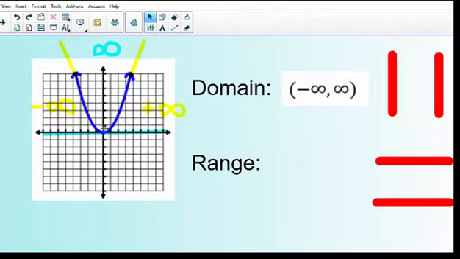So for the range, I know that it's going to start at 0 on the y values and it's going to keep going to infinity. The 0 is a closed circle, so I know that that means that I'm going to need a bracket.